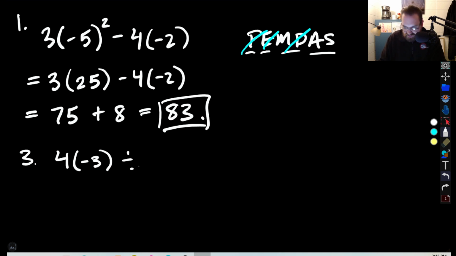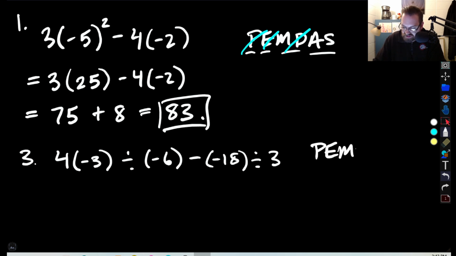4 times minus 3 divided by a negative 6 minus a negative 18 divided by 3. Okay, so let's follow our order of operations just like we had above. I like writing this out every single time because it helps me work through it like a process. Oh, actually, sorry. Let's follow the order of operations. I'm used to doing it in a different way, so it's fine.